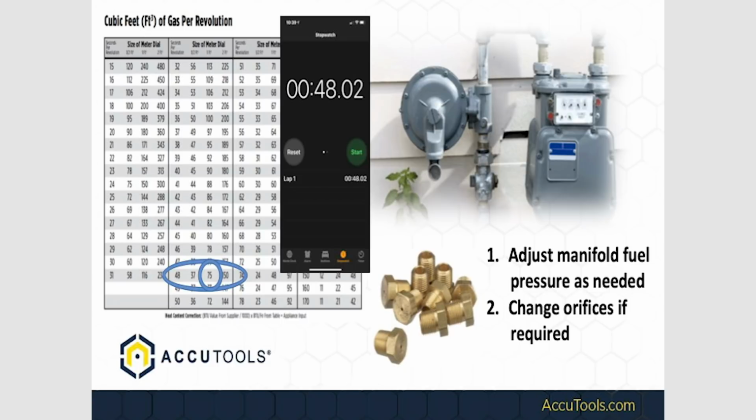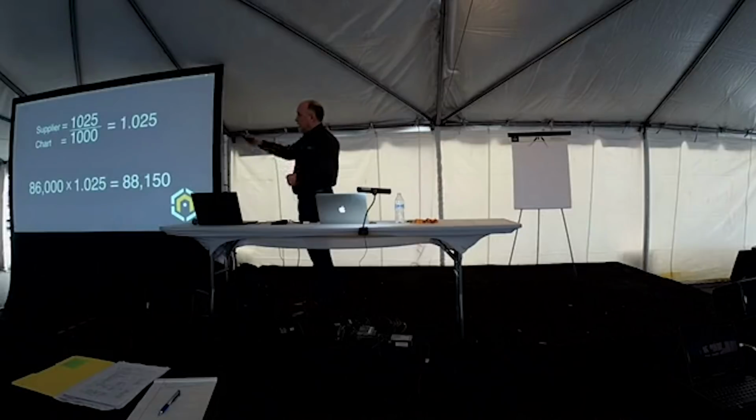Here I clocked it at 48 seconds, and at this point we have to determine: is the input correct? Do we have to change the fuel pressure? Do we have to adjust the orifices, change the orifices? What do we have to do? Right? So in this case, at 48 seconds, I'm at 75,000 BTUs of input, and I might have to correct that for my heat content. So let's talk about that.